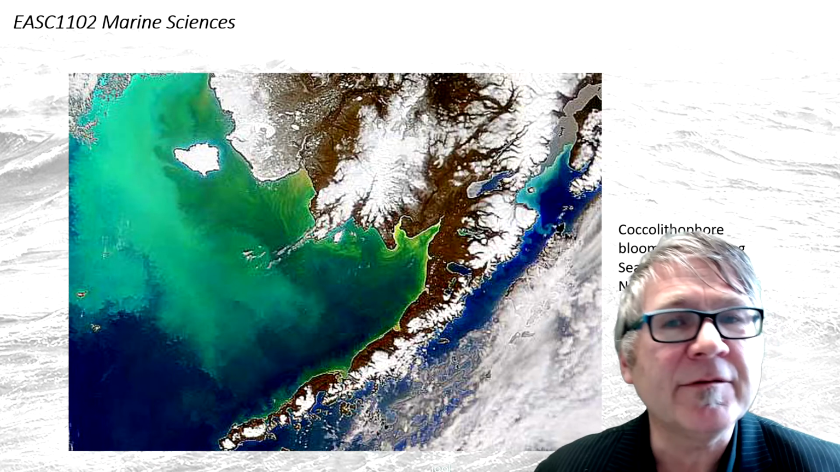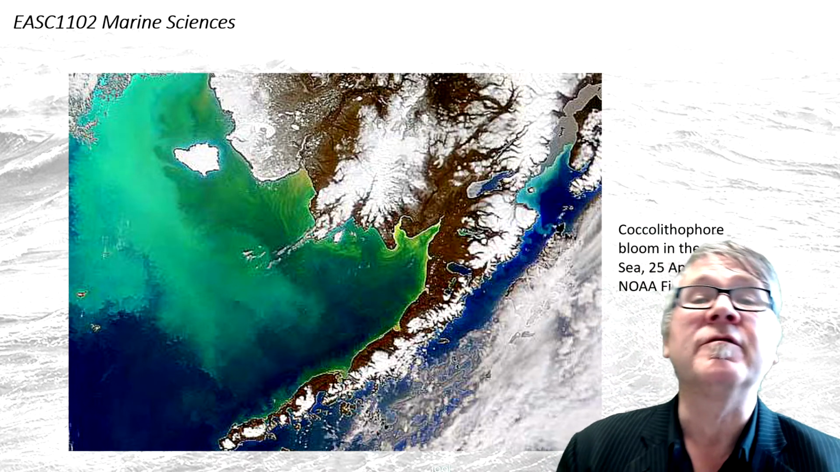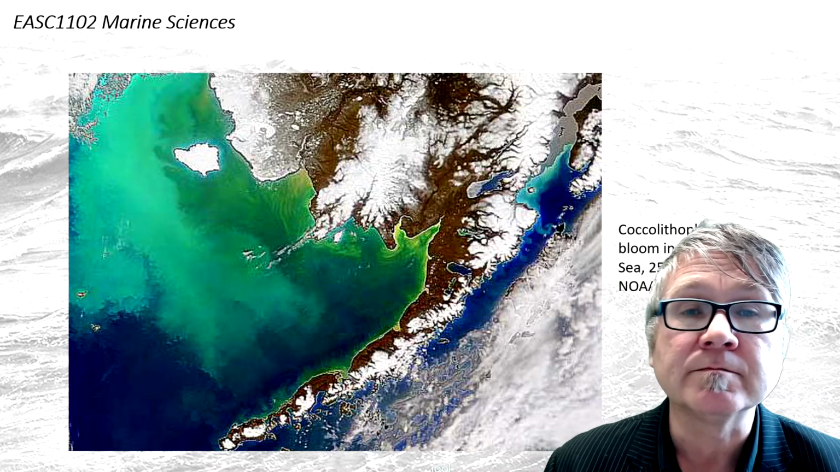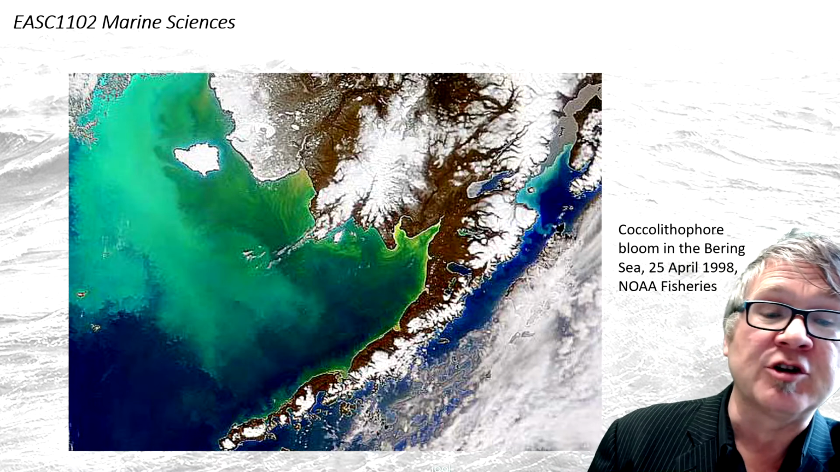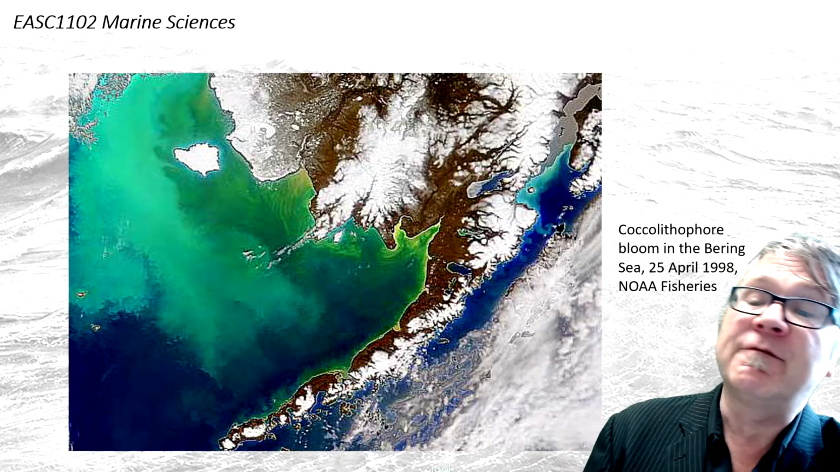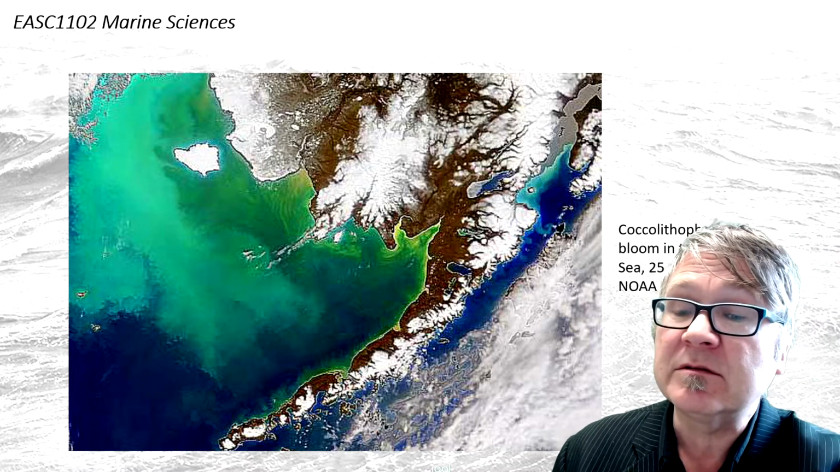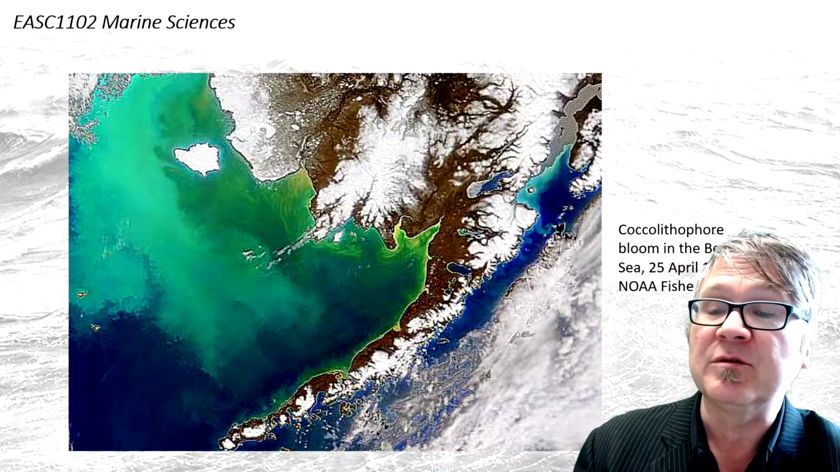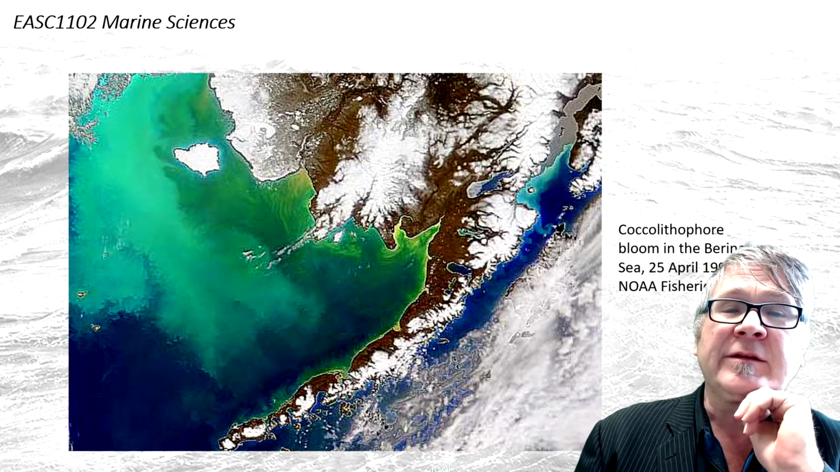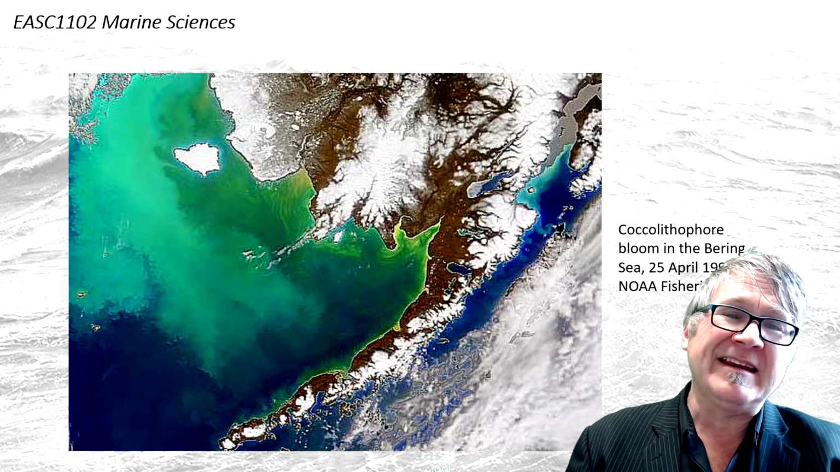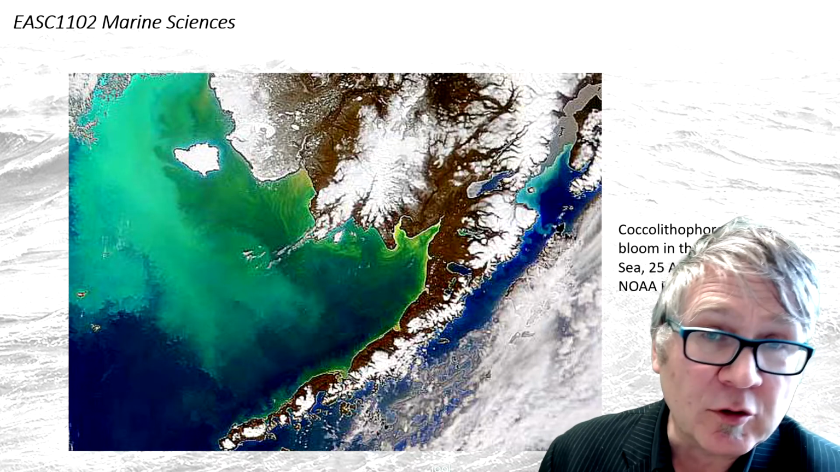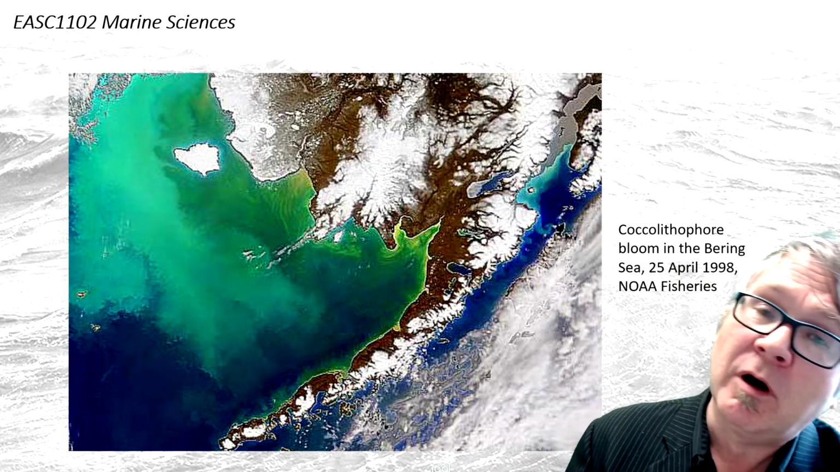And what happens if you create lots of phytoplankton is that you create a plankton bloom. And this is one example he's shown here in the Bering Sea. And this is a coccolithophore bloom, all seen in these green colors. In terms of marine life, it can be a good thing, but it could also be a very bad thing.